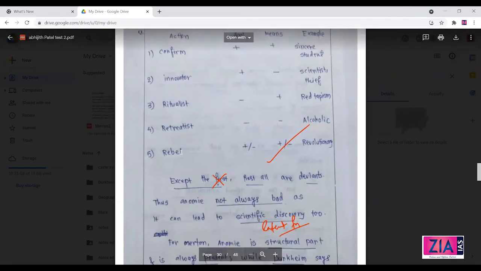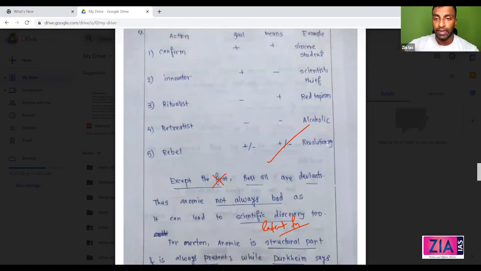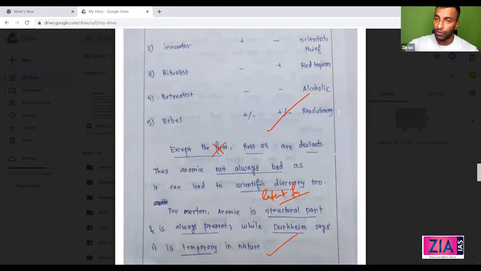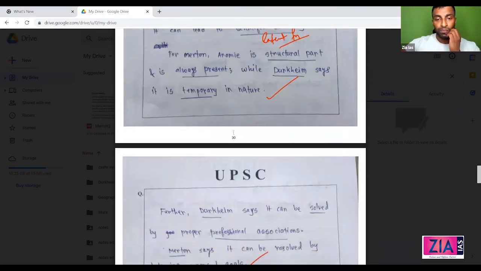Okay, sir. One second. Rebel, you write it completely, rebellion. And there is one example, revolutionary. This is negative. You write a positive example also. Okay, what is the positive example? Social reformers. Social reformer. Yes, that also you write. One is negative, one is positive. One is functional, one is dysfunctional. So how many points have I given you here to write below the column?